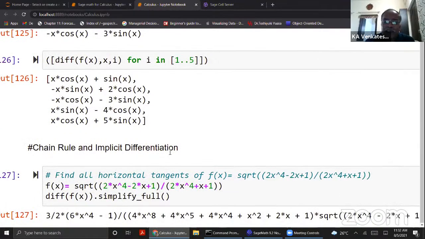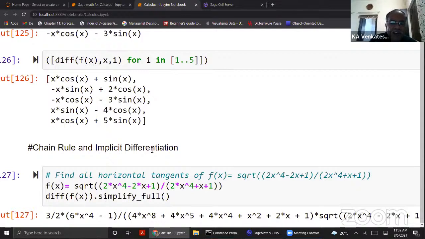Chain rule and implicit differentiation are here also. We are not going to have much difference, but you should know what all we did. So find all horizontal tangents of f of x equal to square root of (2x power 4 minus 2x plus 1) divided by (2x power 4 plus x plus 1). So the only thing is horizontal tangent. Here what we are to do is take the derivative, the slope is supposed to be 0. For that part we are going to use the syntax of solve. So that is what is important.